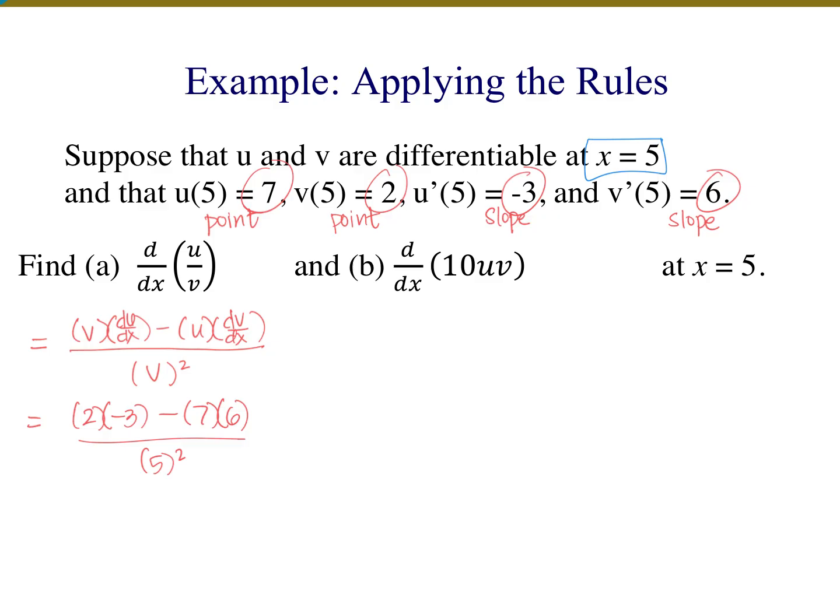Okay, just one comment about part B. I showed you how to do a U and a V, but now what do you do with the 10 sitting out front? Okay, 10 is a constant. It can come in the front of your problem, like pull it out, and then do the regular product rule first, and then times it by 10 at the end when you are finished.